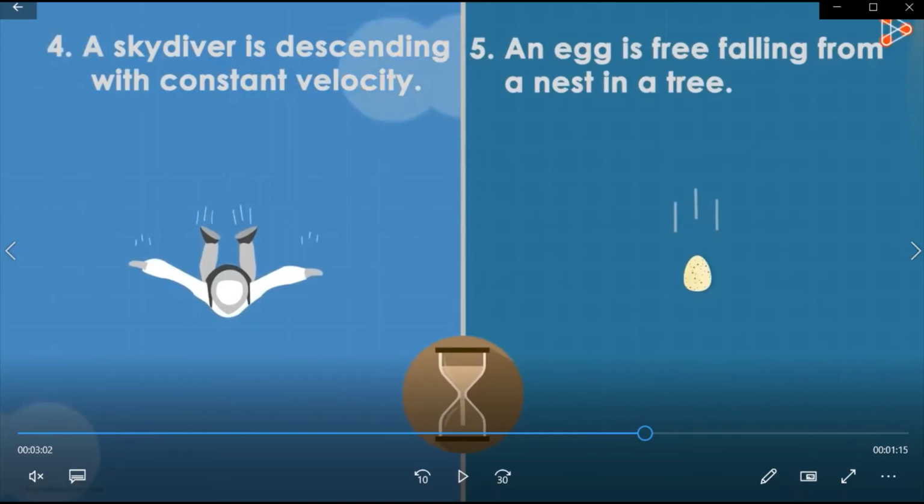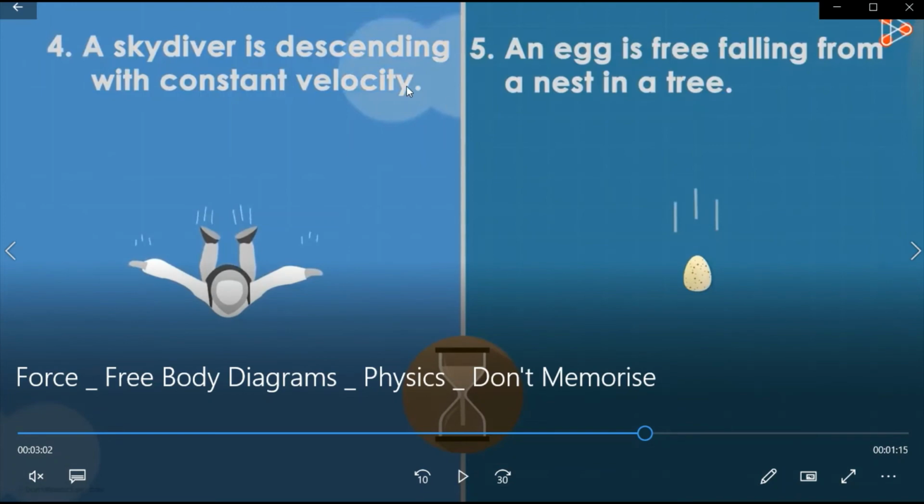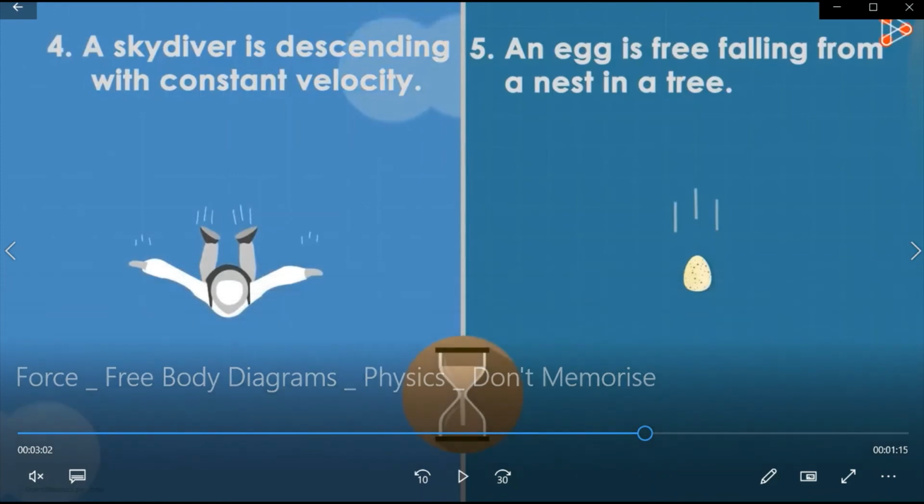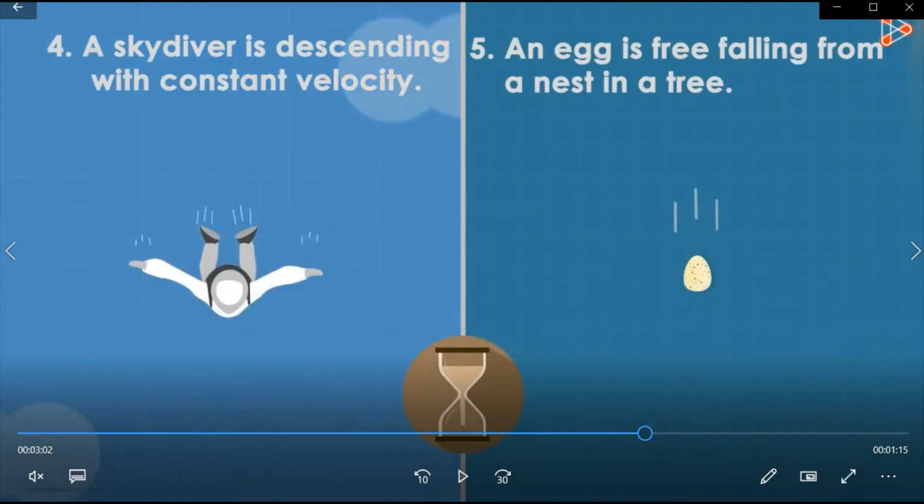Okay, for this example, there is a skydiver that is descending with a constant velocity, and there's also an egg that is free falling from a nest in a tree. So how many forces are acting on these 2 objects right here? I will be giving you 10 seconds to think of your answer.